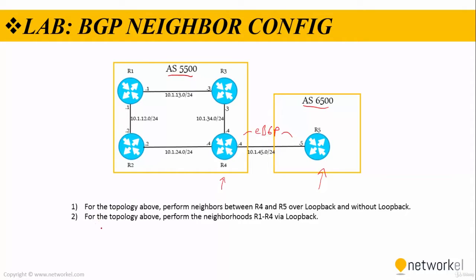In the second step, for the topology above, we need to perform a neighborship between router 1 and router 4 via loopback. Okay, this guy has a loopback 1111, I think, and this guy has a loopback 4444, and we need to peer them via iBGP this time because they are in the same autonomous system.